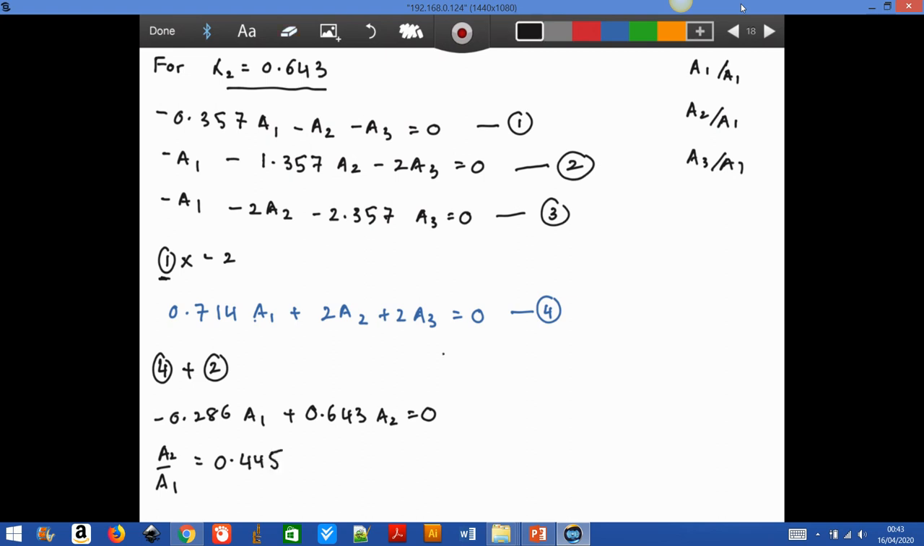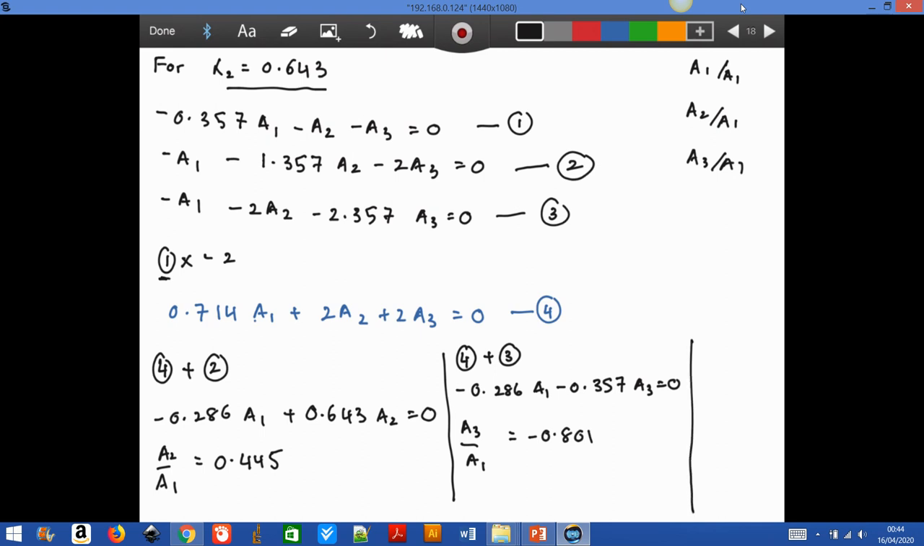Therefore, a2 over a1 is equal to 0.445. In order for me to get the a3 over a1 ratio, what I do is equation 4 plus equation 3, which becomes -0.286 a1 - 0.357 a3 = 0. Therefore, a3 over a1 is equal to -0.801. Thus, for the second mode shape, using the value of the second lambda, the second mode shape will become 1, 0.445, and the third one -0.801. So this is the second mode shape.